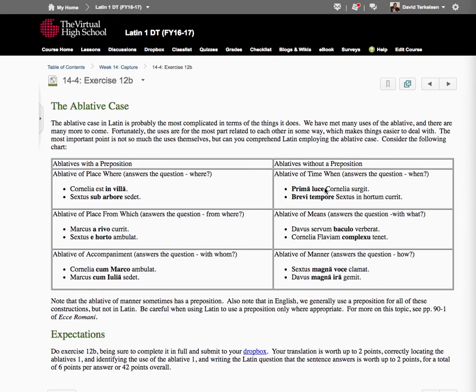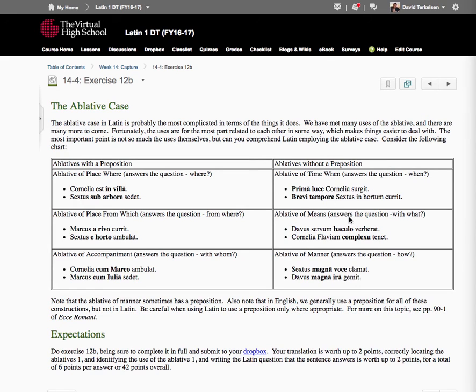Ablatives express a kind of prepositional expression usually. Cornelia gets up when? At first light. So ablative answers questions like, when is this happening? Either at first light or in a short time, brevi tempore.